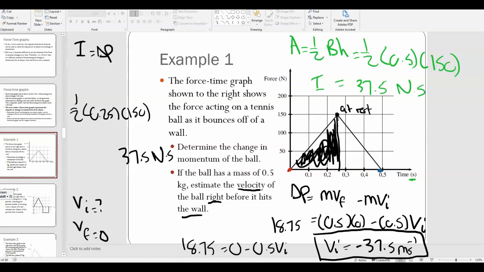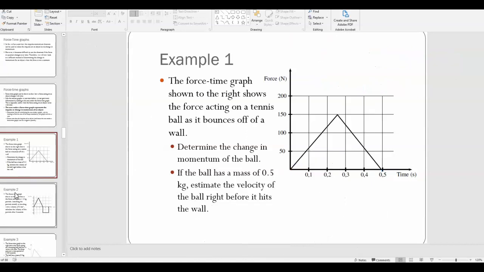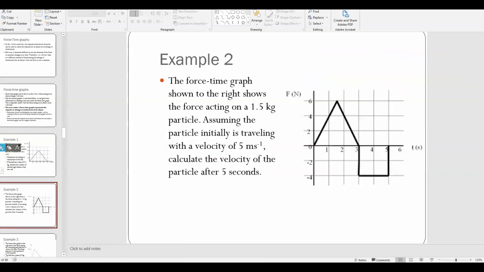All right, let's just look at one more quick example. Example 2 says the force time graph shown to the right shows the force acting on a 1.5 kilogram particle. Assuming the particle initially is traveling with a velocity of 5 meters per second, calculate the velocity of the particle after 5 seconds.